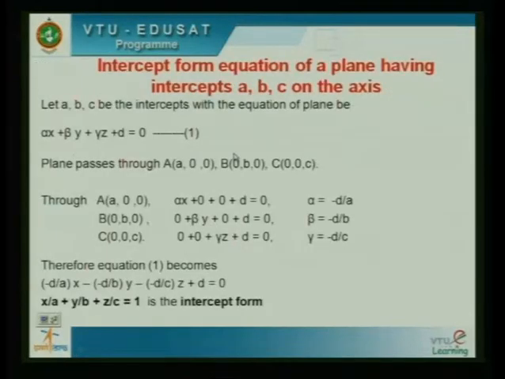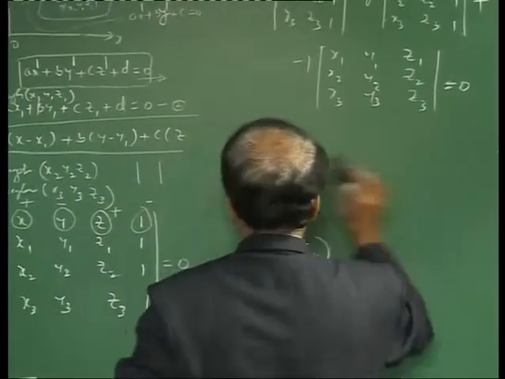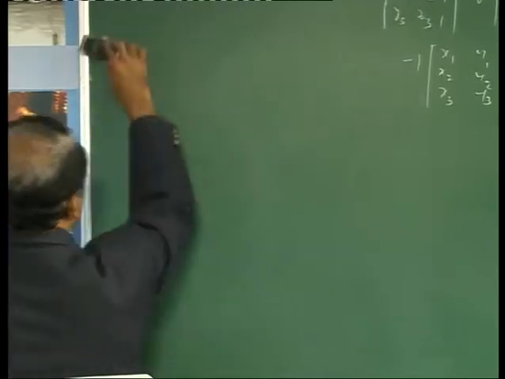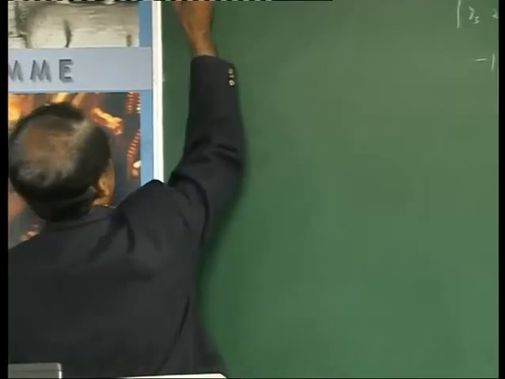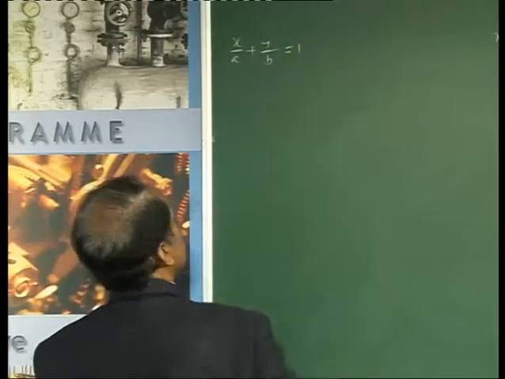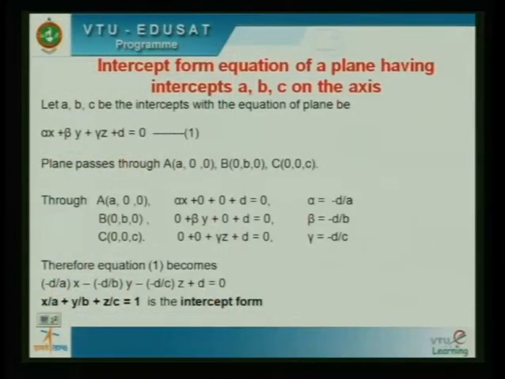Next discussion is the intercept form of the plane. Please concentrate on this, because the intercept form is a very important one you are going to use in engineering problems also. You can attach the meaning in the two dimensional situation and also in the three dimensional situation. In the case of a two dimensional situation, you know the intercept form of the equation of the straight line, and here we attach it to the plane. What exactly do you mean by intercept form? In two dimensional geometry, x by a plus y by b is equal to 1 represents the equation of the straight line in the intercept form.